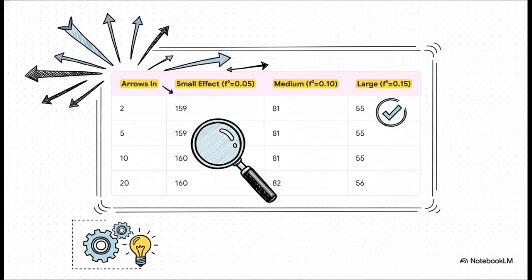Now look at that first column. The number of arrows basically represents how complex your model is. And here's the crazy part. Notice how the sample size you need barely changes at all, even as the model gets way more complex? That is a fascinating insight.